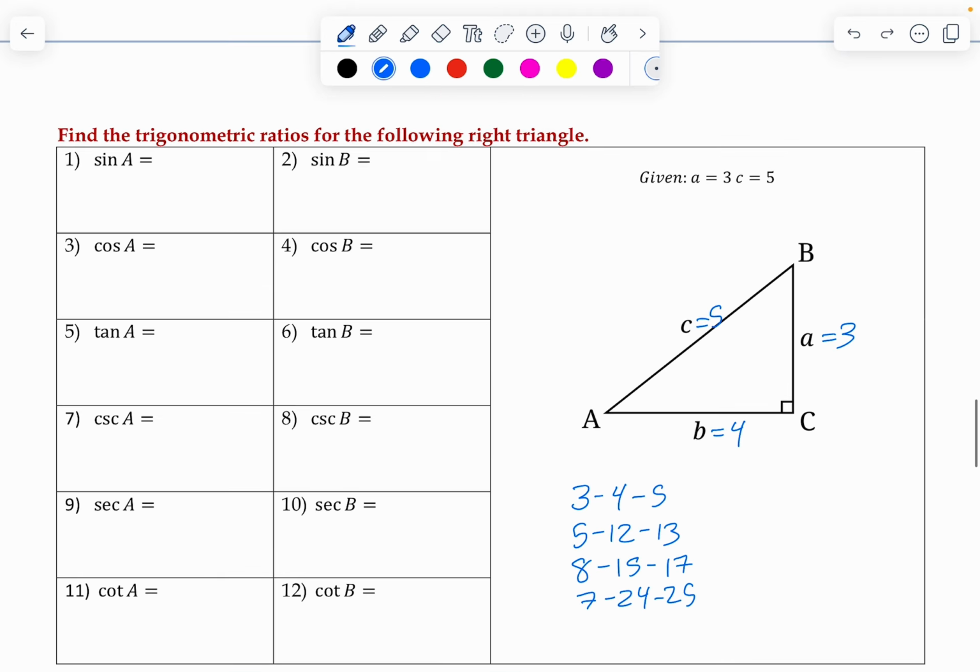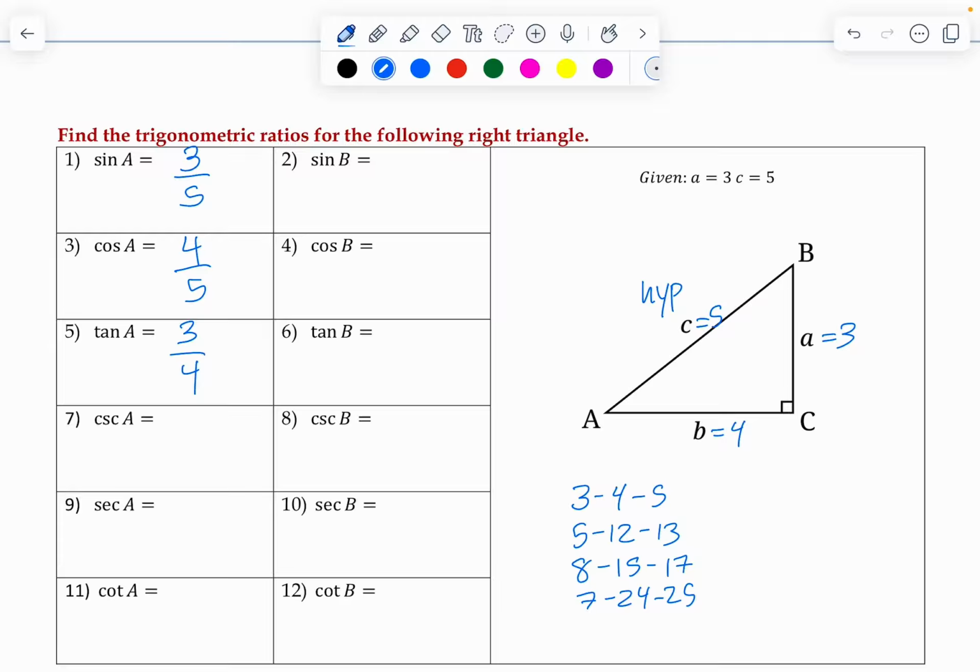Okay, so sine of A means we're going to go opposite. First of all, notice we start switching between angle A and angle B, so we have to pay attention. But the hypotenuse will always be across from the right angle. If we're talking about angle A, the opposite would be 3 and the hypotenuse is 5. Cosine of A is going to be the adjacent over hypotenuse, 4 over 5. Tangent of A is 3 over 4, opposite over adjacent.